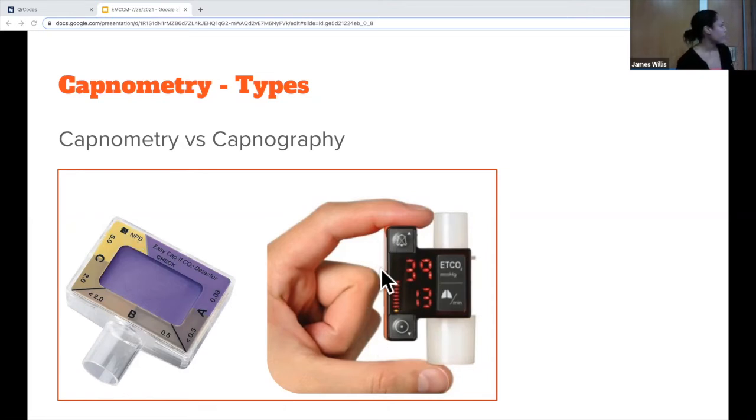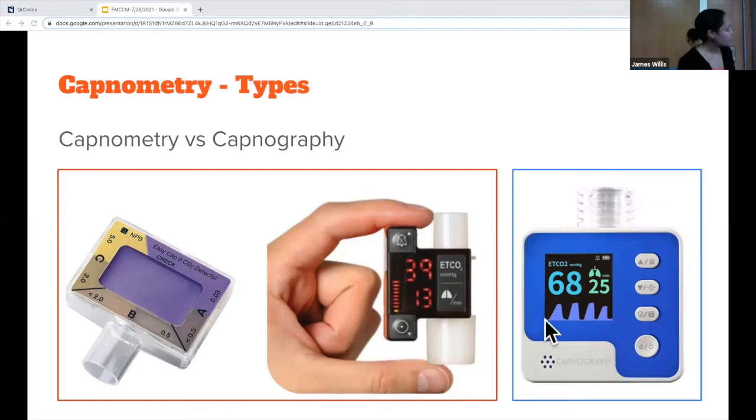This over here is a digital portable capnometer that can go, say, on the end of an ET tube. You get a readout of the end-tidal number, meaning the peak number, but you don't get any kind of waveform that tells you what's going on. Unlike with capnography, where this is a portable capnographer, you get an end-tidal CO2, so the peak end-tidal, as well as a waveform down here that will give you a little bit more information.